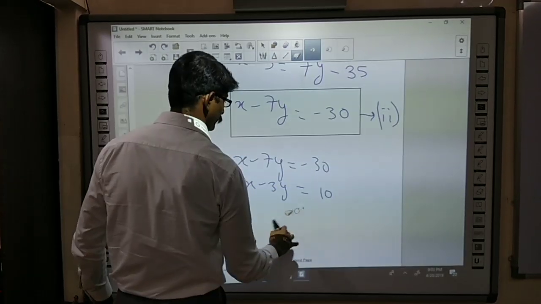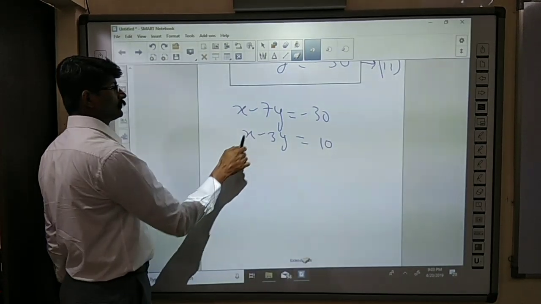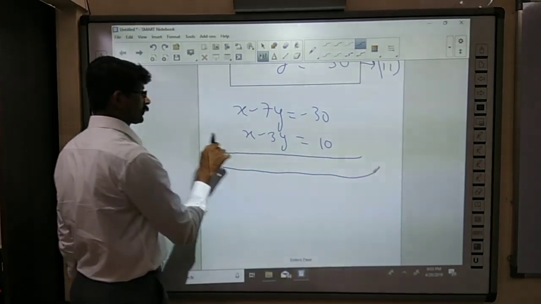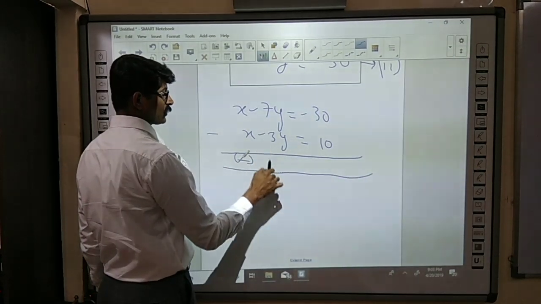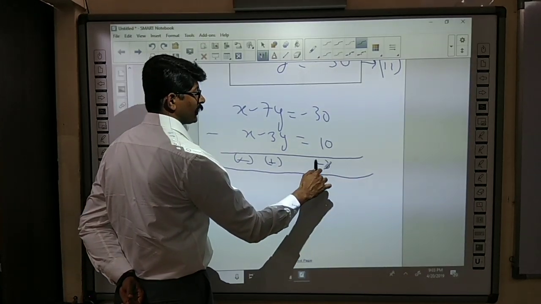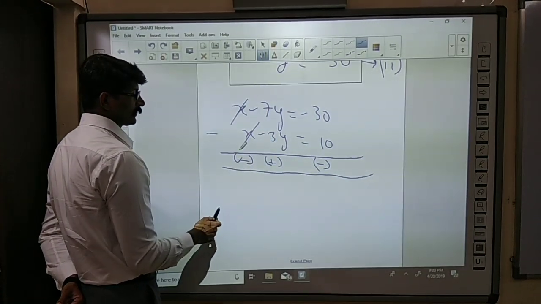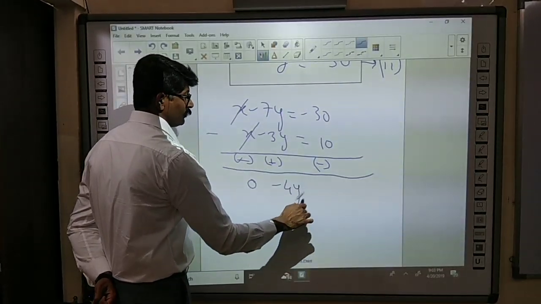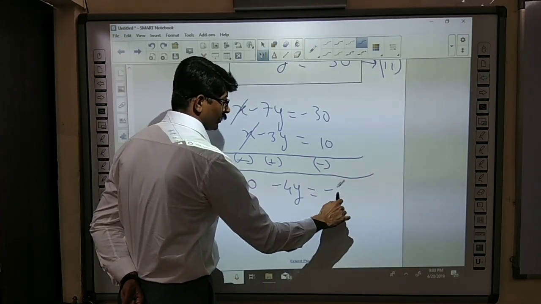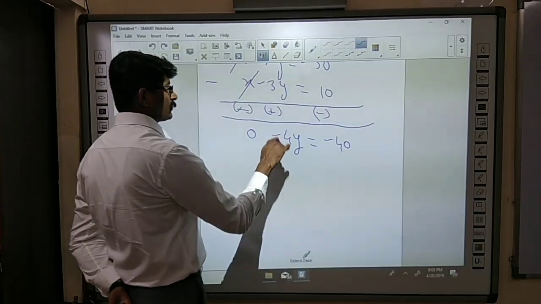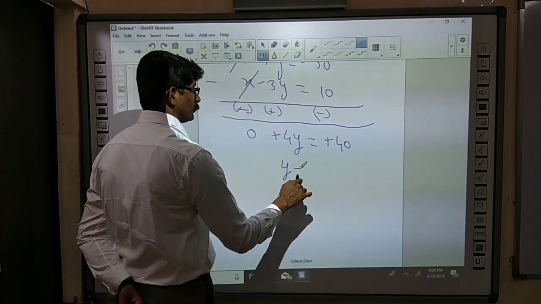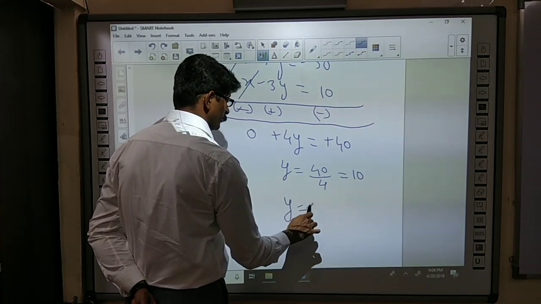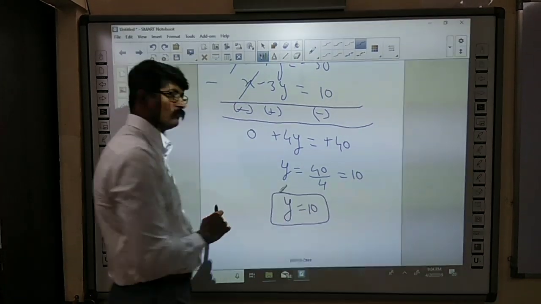So how to solve these, student? Because the x and x are the same, I can directly subtract them. If I'm subtracting, I need to change the signs. So minus 3y becomes positive and 10 becomes negative, and x and minus x cancel, becoming 0. Minus 7y plus 3y becomes minus 4y, which equals minus 30 minus 10, that is minus 40. Then you can cancel the minus and minus, so y is equal to 40 divided by 4, which is 10. So we got y is equal to 10.